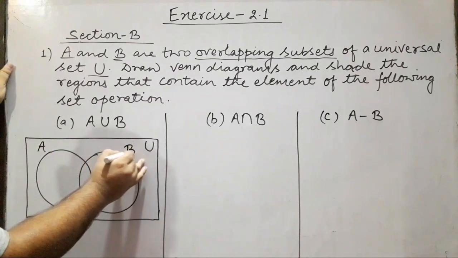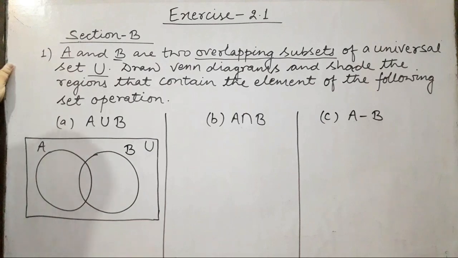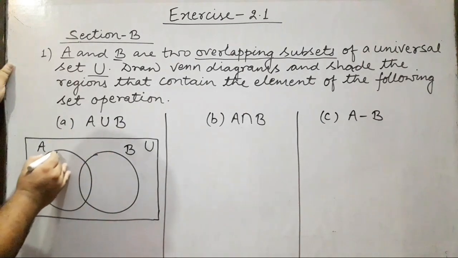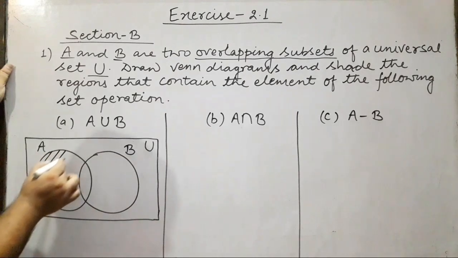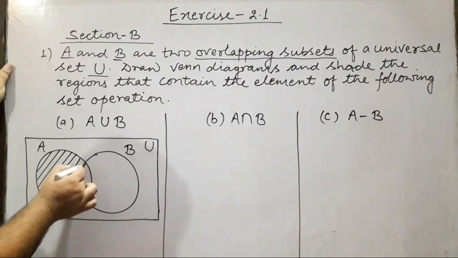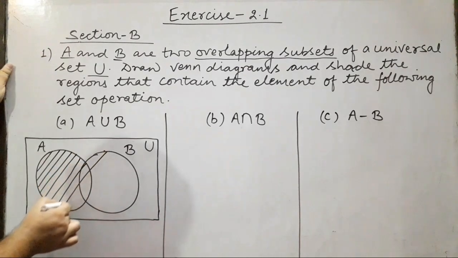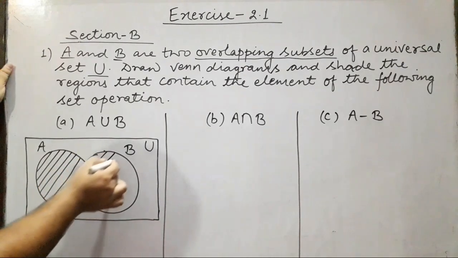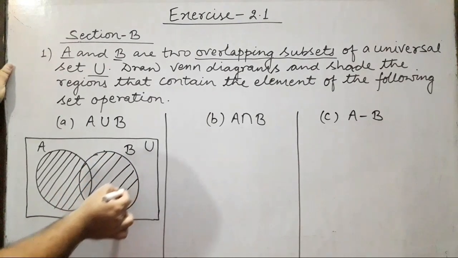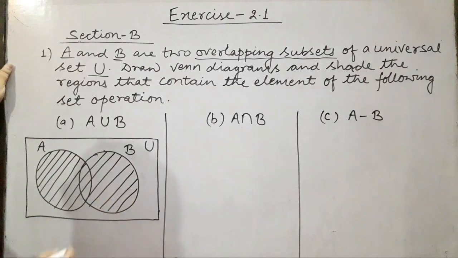The sets A and B. Now I have to set down this part, A union B. That is, I have to set down the whole of A and B, since the union of A and B is the set that contains every element of A and B. So this whole part of A and B indicates A union B.